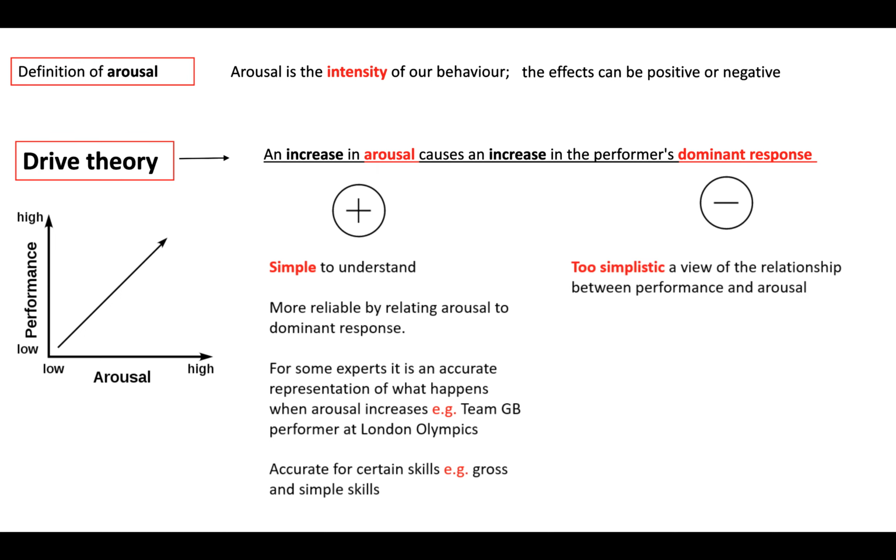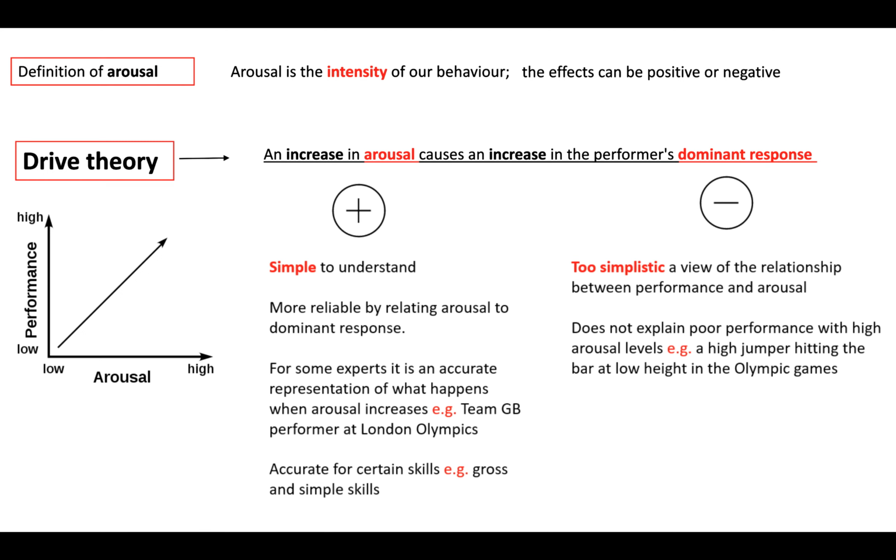However, it is too simplistic a view of the relationship between performance and arousal, and the other theories that we do in the future will go into a bit more detail of what they believe or how they believe arousal affects performance. It does not explain poor performance with high arousal levels. For example, a high jumper hitting a bar at low height in an Olympic Games. And it disregards the impact of over-arousal for elite performers.